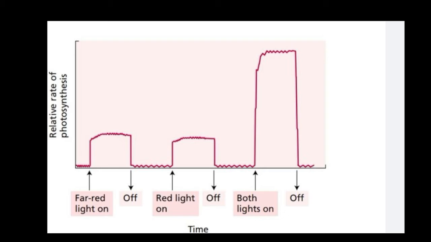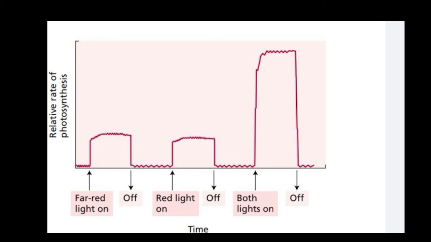After that, when he used both the lights, when red and far red light were given together, the rate of photosynthesis was greater than the sum of the individual rates. Suppose the sum of the rates of photosynthesis of far red and red light is 50%, but when he used both the lights together, then the rate of photosynthesis is approximately 80%. This effect is known as Emerson enhancement effect.